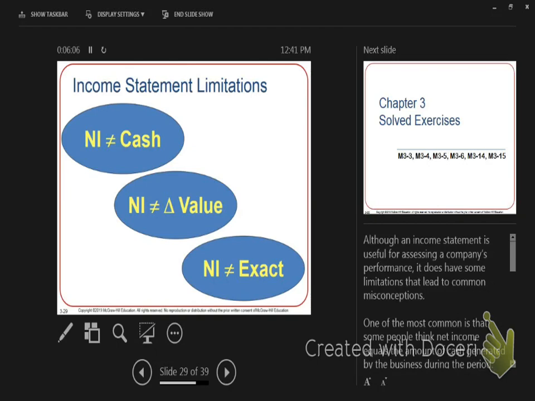So net income also doesn't equal value because you're collecting and you're posting your revenue when you earn it, not when it happens. So you don't really know when you made those sales. And net income is not exact. So that also comes into play.